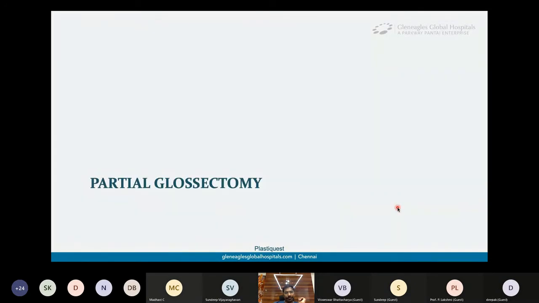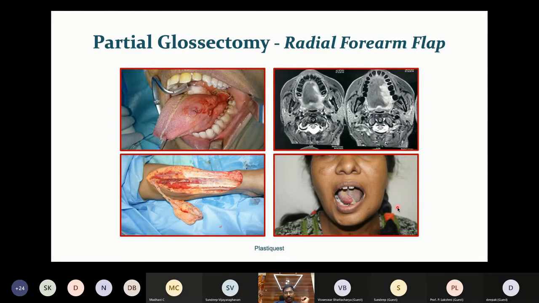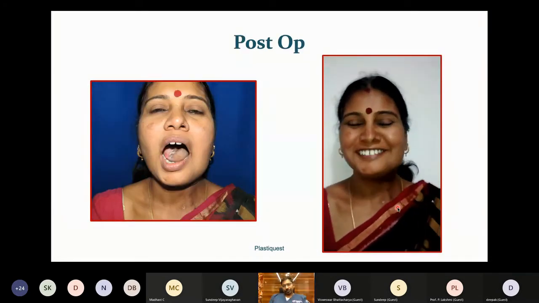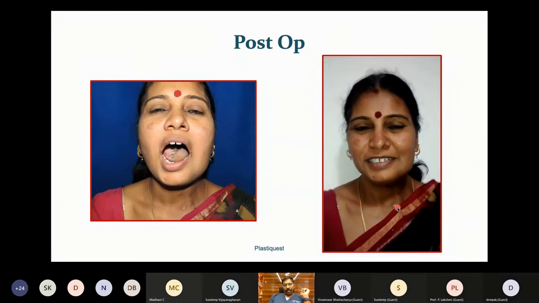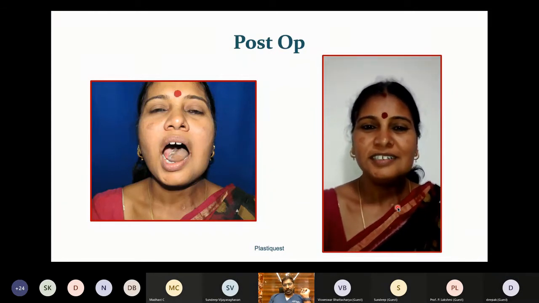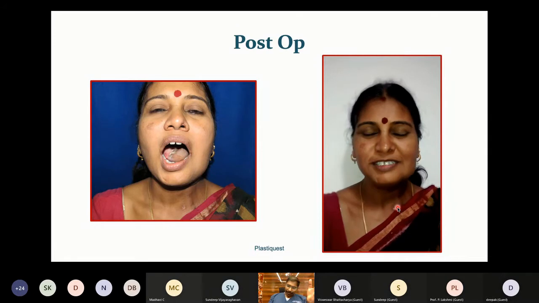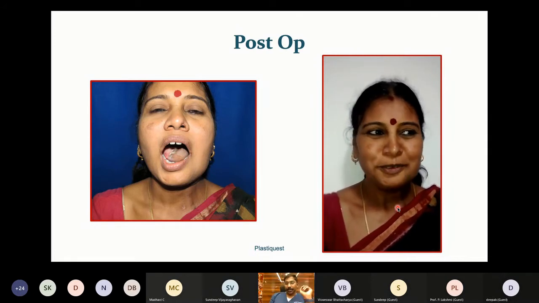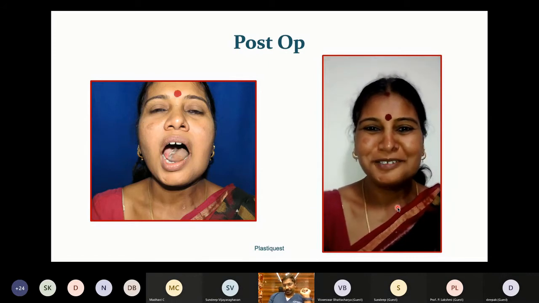Same patient. And now we come to a partial glossectomy, just a little short of the hemi. So yes, we have done okay. She is a media person. In fact, she joined back the same job. Such a result we will be able to get when we have a good reconstruction.